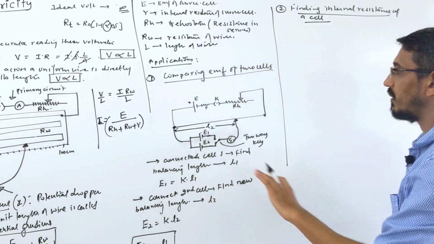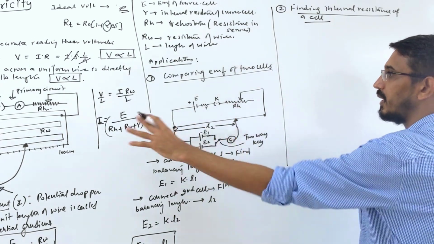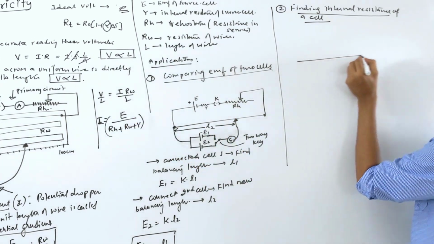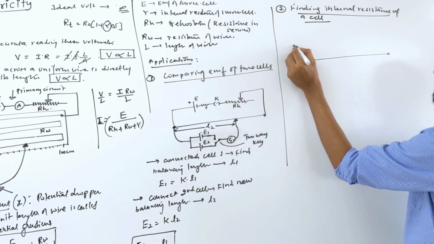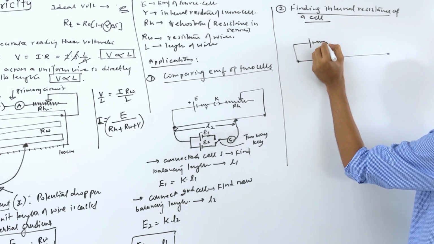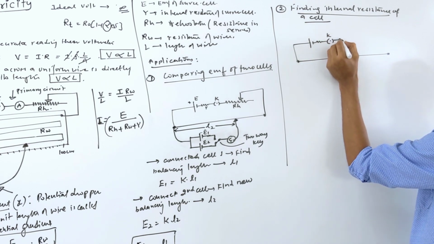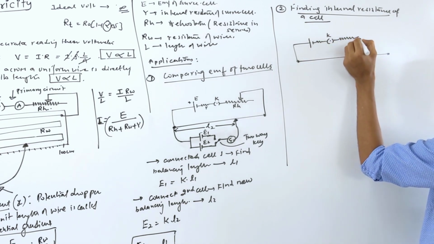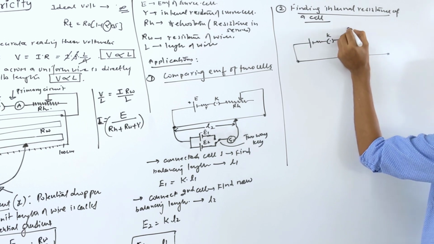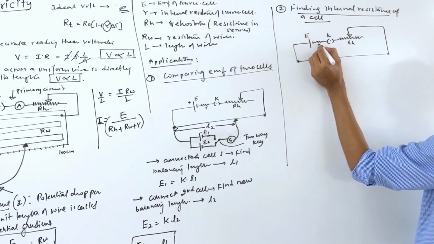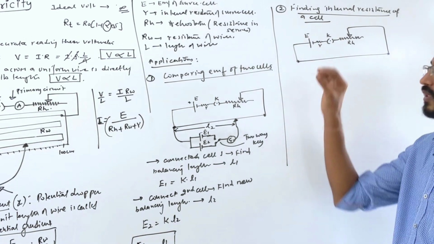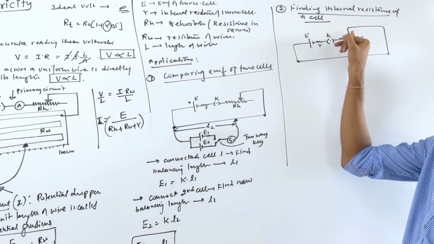So what do we do? The setup remains the same. Again I am drawing a line circuit, not the complete circuit. This is your potentiometer wire. This is your primary circuit: a battery, internal resistance, a key, a rheostat and an ammeter. If you want to connect, you can connect as you choose. So this is RH, this is E, this is small r. This is your potentiometer wire, and this is your primary circuit.